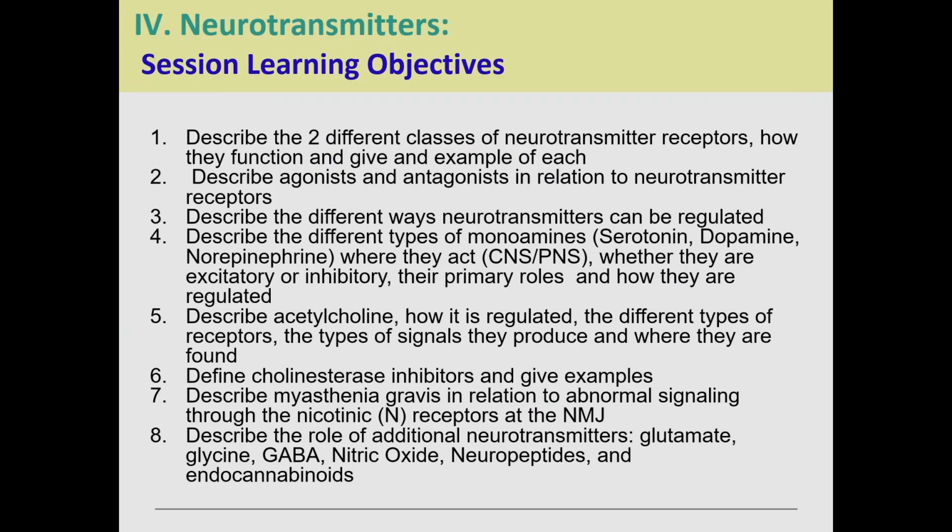Alright, so in this last video, where we're talking about generic nervous system stuff, we're going to talk about neurotransmitters. We're going to talk about a couple different classes of them and how they function, and examples, agonist versus antagonist, and different ways we can regulate this. Then different types and where we find them, what they do, and how we regulate those, and then really just get into a long list. We're going to talk about a whole bunch of different neurotransmitters: what they are, examples, and function.